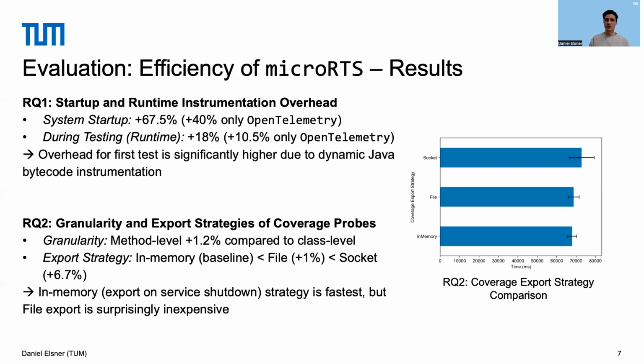Regarding the second research question, we see that the granularity of method level only introduces 1.2% compared to class level. And there's a note: instrumentation still has to take place at method level for both of these granularities. But the question is, how often do we export these covered probes? So if there is a new method being covered, do we actually export it?